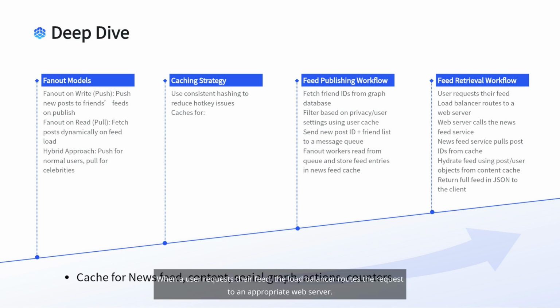Feed retrieval workflow. When a user requests their feed, the load balancer routes the request to an appropriate web server. The server invokes the Newsfeed service, which retrieves a list of post IDs from the Newsfeed cache. These post IDs are then hydrated with full content and metadata by fetching user and post objects from a dedicated content cache. The fully constructed feed is returned as a JSON payload to the client.